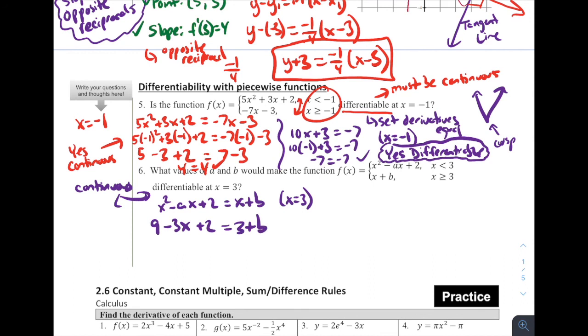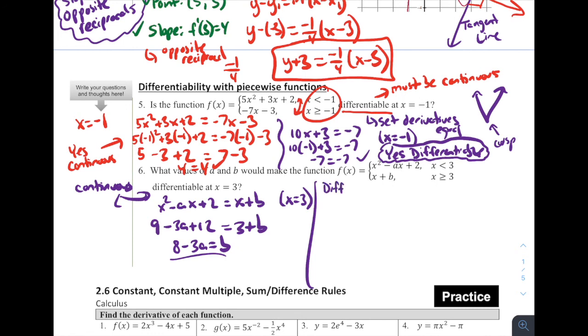If we combine our like terms here, 9 plus 2 is 11, and then if we subtract the 3, that's going to be 8. So 8 minus 3x is equal to whatever b is. And actually, I want to step back. I made a little mistake here. This should be not 3x, but 3a for both of those, because the x was 3. So 3a. So 8 minus 3a is equal to b. I'm going to stop here for the moment, because we've done as much as we can with that. I can't solve for a or b quite yet, but I'm going to move to the differentiable side.